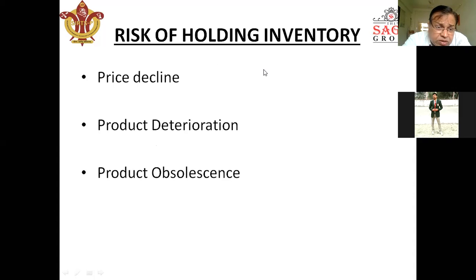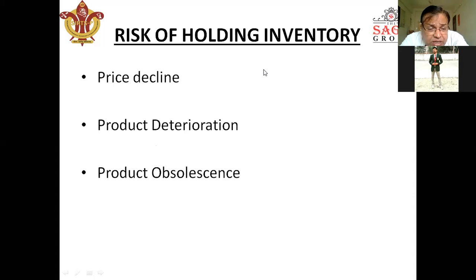Similarly, product obsolescence is also an important thing. If a product is out of running and is not used nowadays, then the storage cost and the purchase cost, the capital already invested for it, are lost. So you have to carry that risk also for holding the inventories, but that is a part of inventory control.